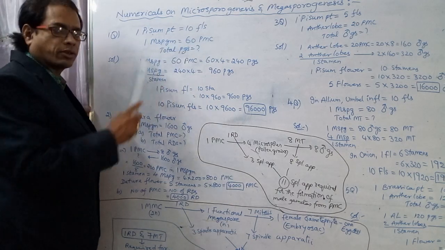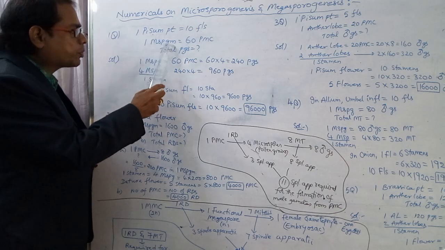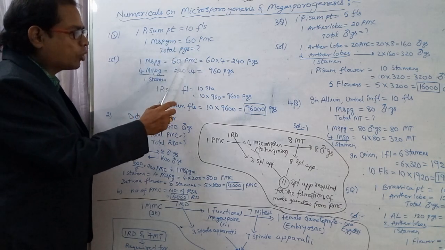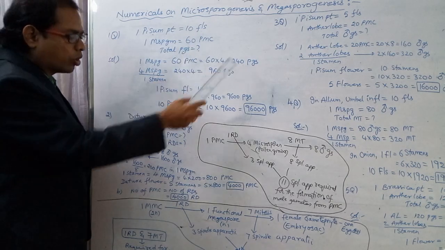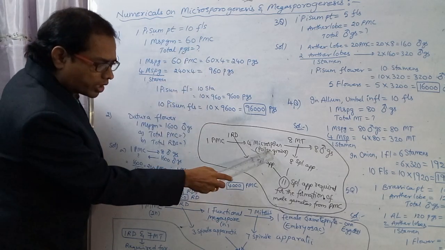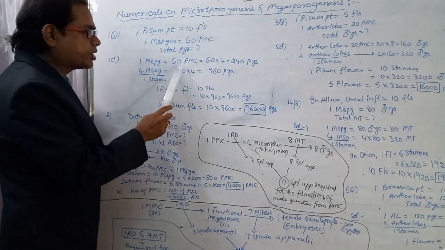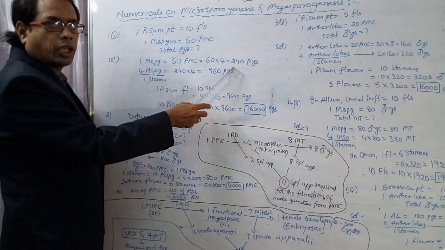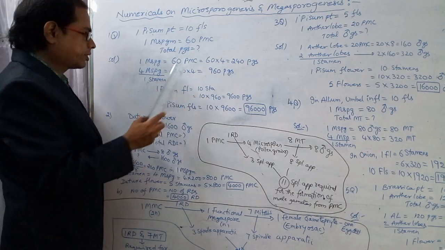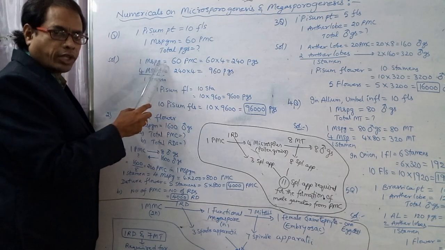Total pollen grains found in them, we have to calculate. One microsporangium contains 60 pollen mother cells. So what is the relation between PMC and pollen grains? PMC to pollen grains ratio is 1:4, isn't it? So that means 60 into 4, that is equal to 240 pollen grains. So we got that for 1 microsporangium.